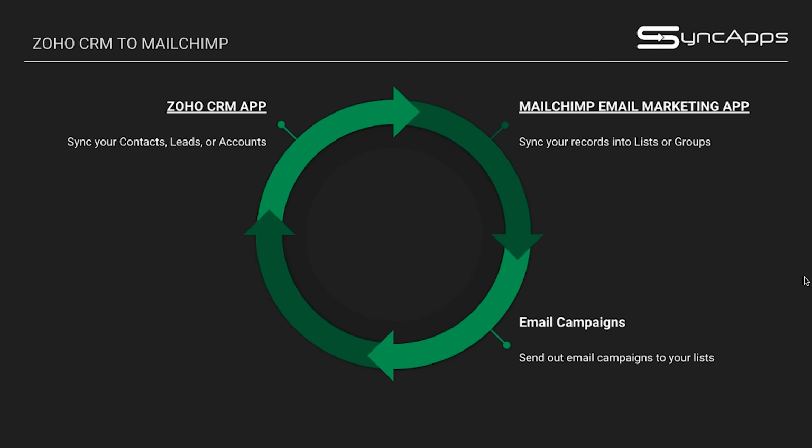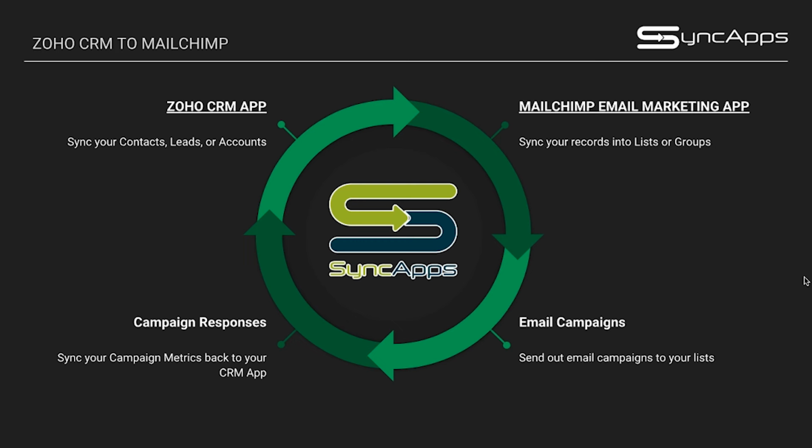Next, you can then send out multiple email campaigns to your lists or groups from Mailchimp. And then you will have your campaign responses that can be synced back to Zoho. Campaign responses are those campaign metrics such as opens, clicks, bounces, and forwards. So with SyncApps, we offer a seamless, bi-directional integration for Zoho and Mailchimp.